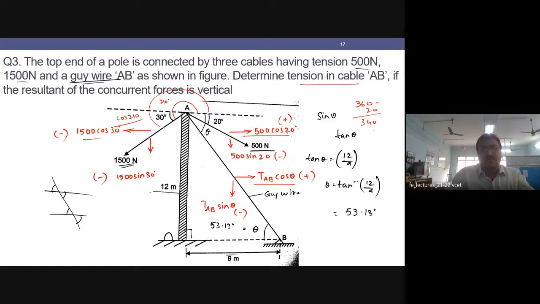This angle will be 360 minus, my theta was 53.13, right? So 360 minus 53.13, so 306.87 degrees. This angle will be 306.87 degrees, and this angle will be 340 degrees. You can check with that also.